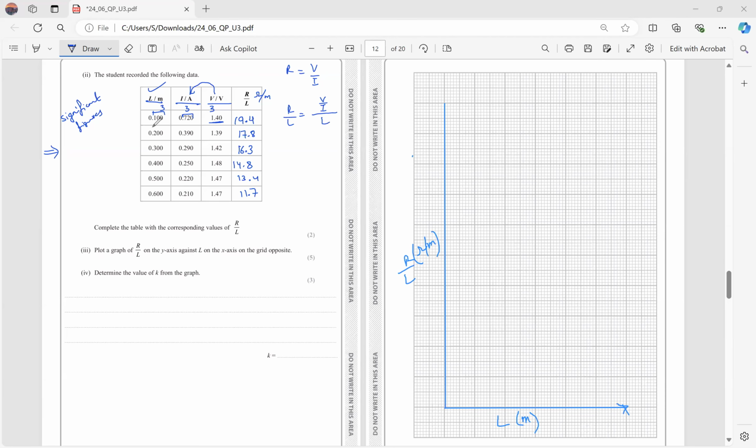So length starts from 0.1. There's just an increment of 0.1 and it ends at 0.6. So that's simple. That's already figured out. What about R over L? The least value is 11.7. The highest value is 19.4. Now, let's put down the values of L over here: 0.1, 0.2, 0.3, 0.4, 0.5, and 0.6. I'll just extend this line up till here.